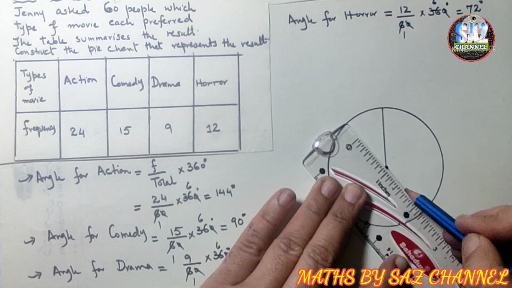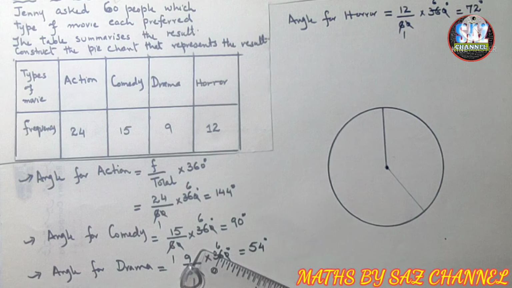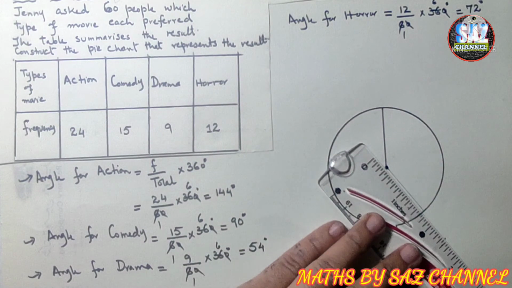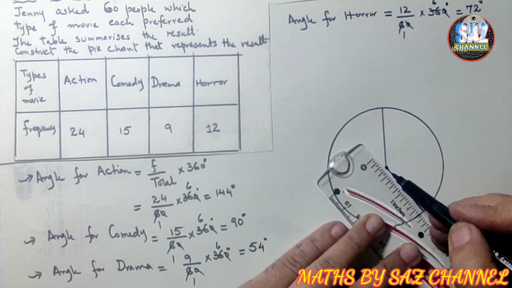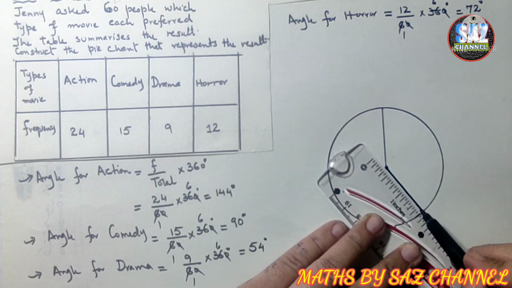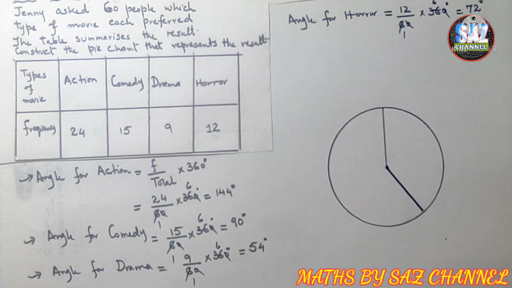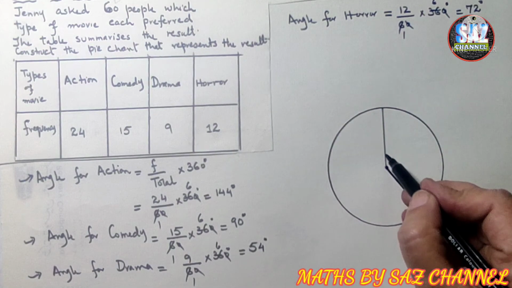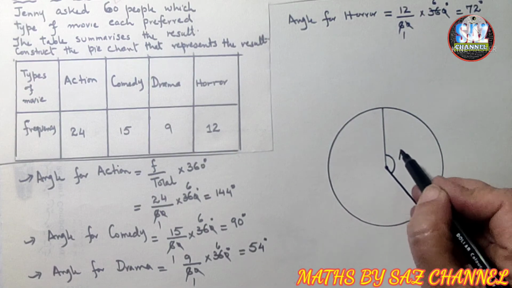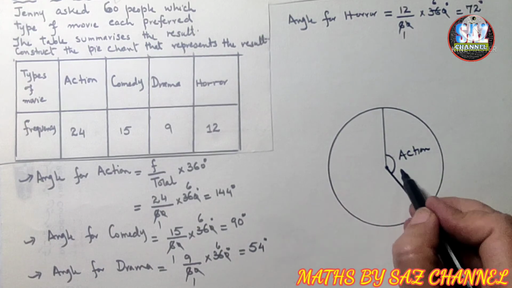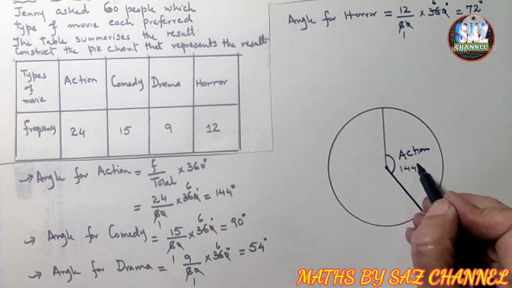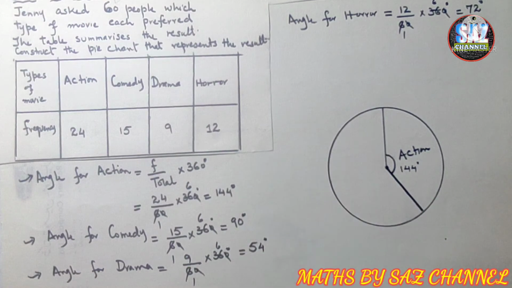Then okay, let me make it perfect now. Let me make it perfect and let me make it a little bold as well so that my students can see this carefully. And this is the sector that I've drawn for action movies. Action, and the angle for the action is 144 degrees, and then the second is 90 degrees.